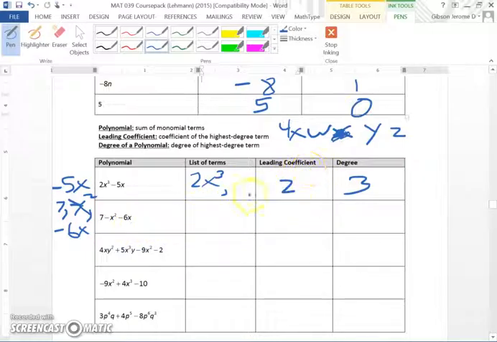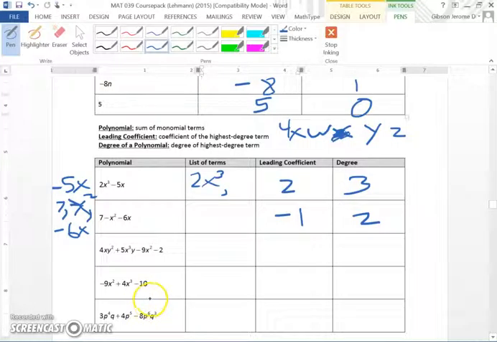Now we want the leading coefficient. We look at the degree of each term. This first term is 0. The second term is 2. And the third term is 1. So we know that the second term is actually our leading term. Now we know the coefficient of negative x squared is negative 1. That's the leading coefficient. And then finally the degree is the exponent of the leading term, which here would be 2.